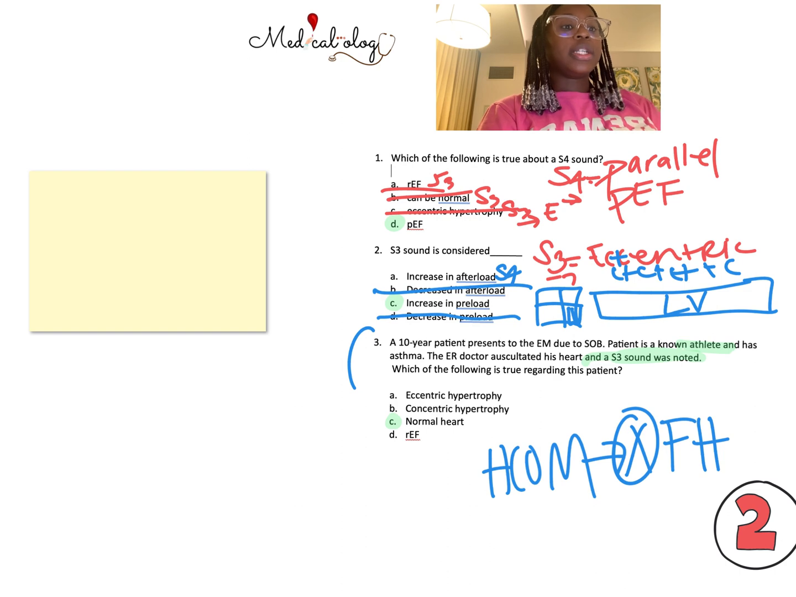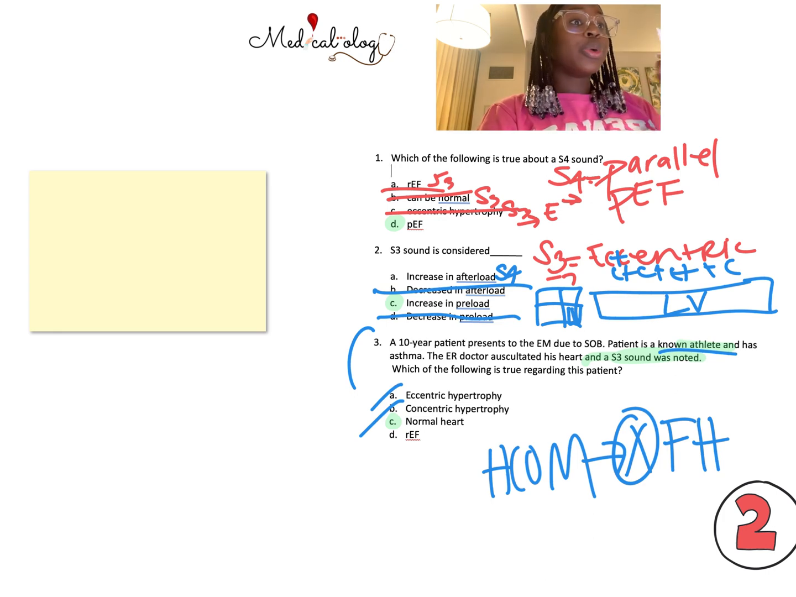So eccentric hypertrophy. You would not see eccentric hypertrophy. There's no family history of eccentric hypertrophy. You wouldn't see this in this clinical vignette, and cross that out. Concentric hypertrophy. Again, that is incorrect. This patient is 10. It's telling us that he's a known athlete, no family history. That is wrong. What about reduced ejection fraction?